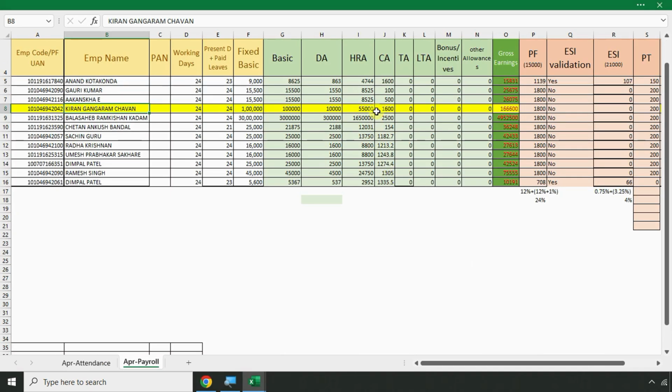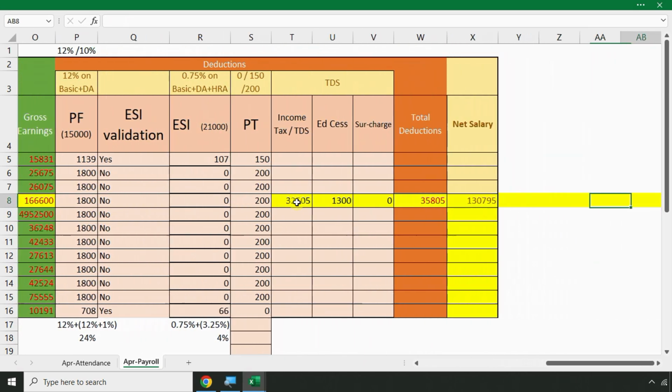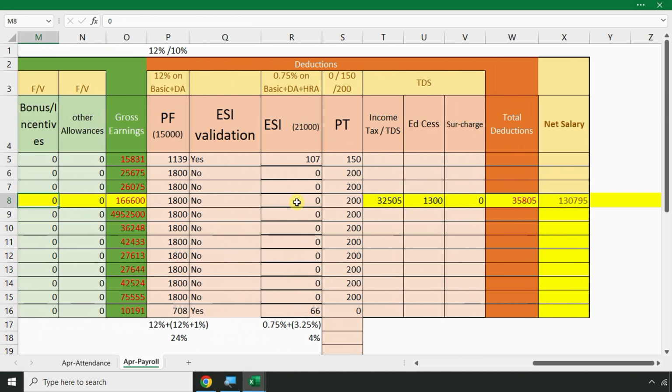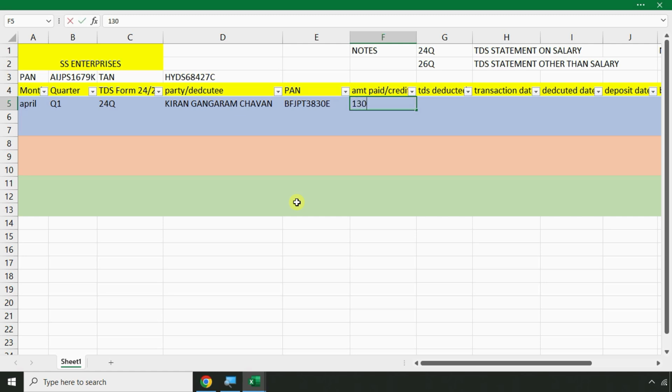Amount paid. What is amount paid? You can see the yellow color. Net amount 1 lakh 30. Gross income is not. You are not going to declare gross income. 1 lakh 66 is not. Amount you paid. What is the amount you paid? 1 lakh 30,000 795. How tough? Don't write TDS.